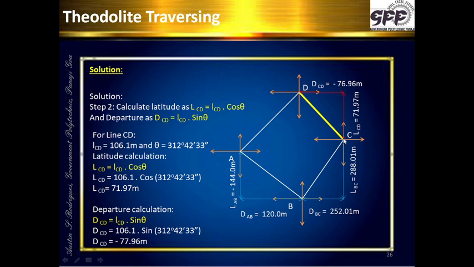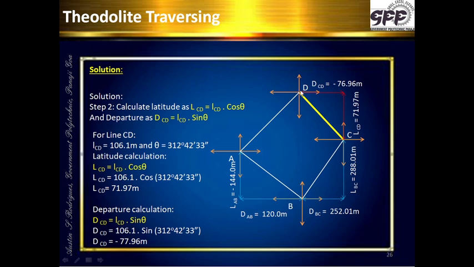Look at this over here. When I look at this, the departure is coming on the left hand side. So it is on the west side. Since it is on the west side, it is negative. So the westing of CD is equal to 77.96. Please note, it has been shown over here on the left hand side. Since it is on the left hand side, the value is shown as negative.